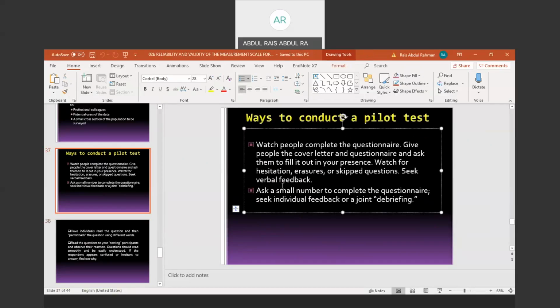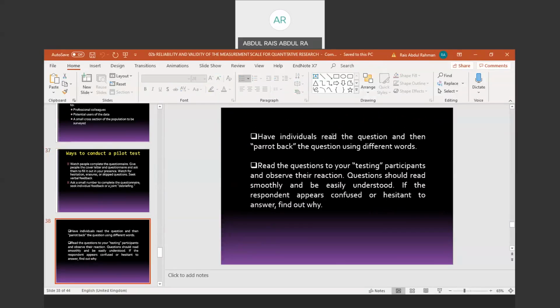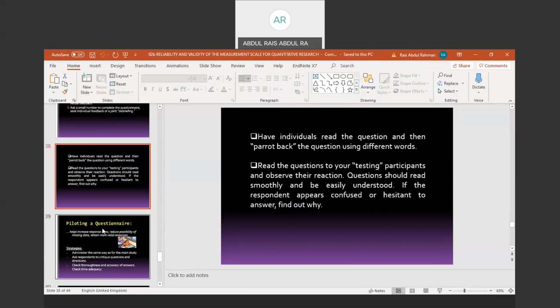Kalau you tak nak tengok seorang satu, maybe dalam 10 orang tu, 15 minit sudah habis atau pada you, dan in a group just minta feedback diorang. How do you feel? Cukup ke tak? Panjang ke atau tak? Faham atau tak? Soalan yang baru jawab tadi dah. Okay. Have individuals read the question and then parrot back the question using different words. Read the question to your testing participant. See whether they faham atau tak. Okay. Right.